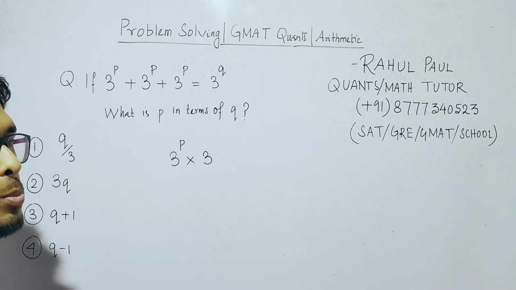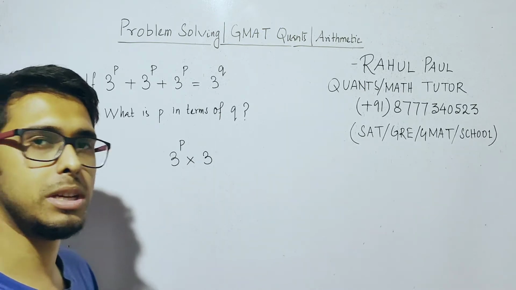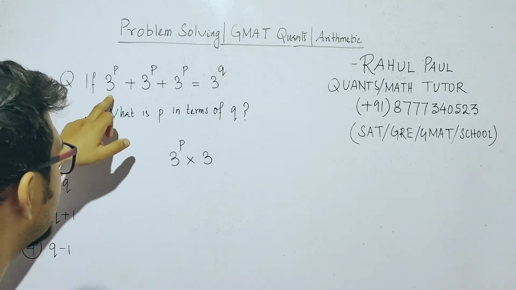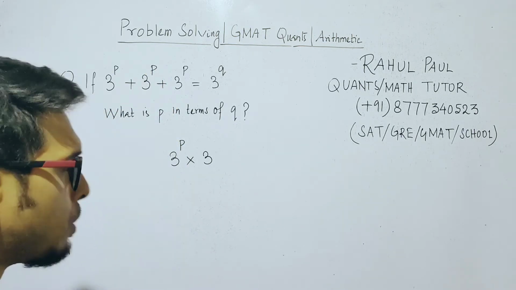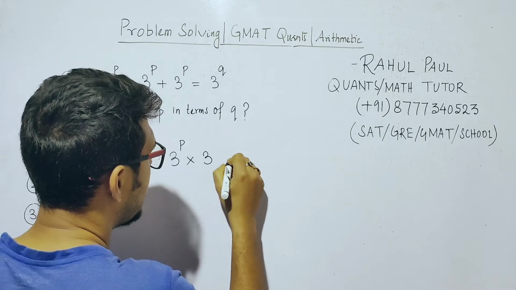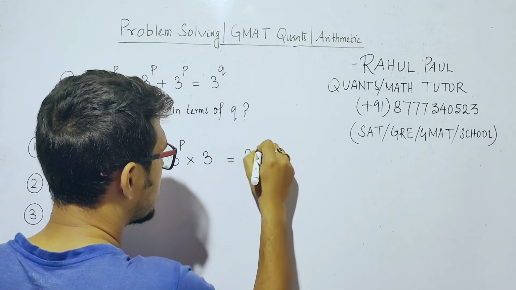If I add 2 plus 2 plus 2, that is equivalent to 2 times 3. Just like that, if I add 3 to the power p plus 3 to the power p plus 3 to the power p, that is also equivalent to 3 to the power p times 3, and that I can write as 3 to the power q.